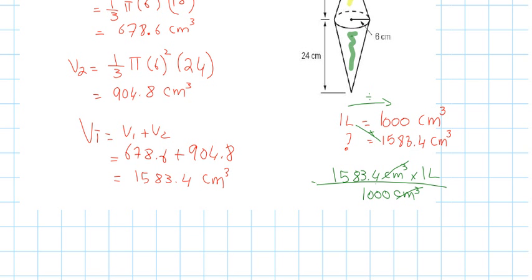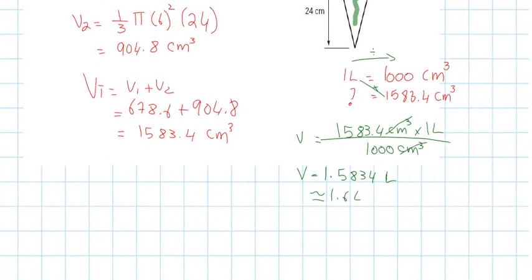So if I divide by 1,000, it's going to be 1.583 liter, which is about 1.6 liter, okay? If I tell you that the volume is 1,583.4 centimeter cube, you're going to look at me and say, how is that a volume unit? I mean, it is, but we are used to liters or milliliters more than centimeter cube as a volume. So converting is always a good idea.